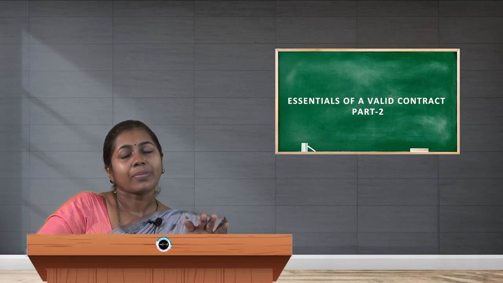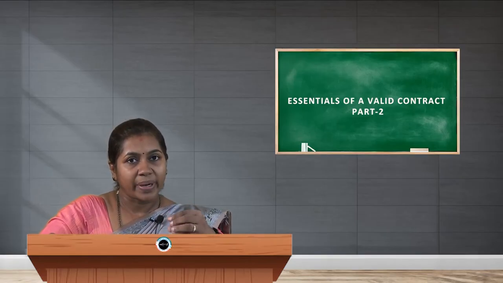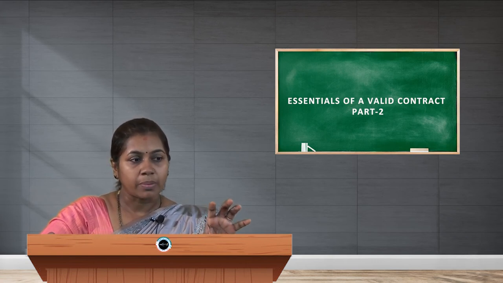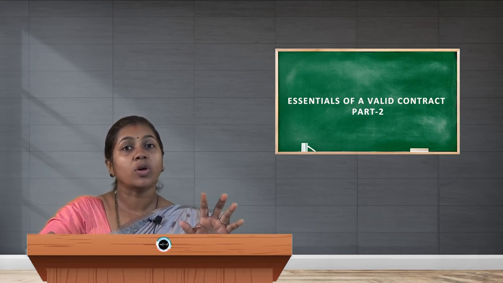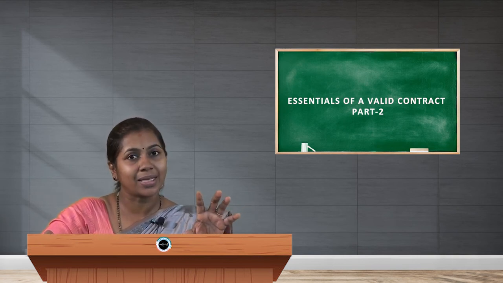Next essential is certainty. In an agreement, there must be certainty, or it must at least be capable of being made certain. If certainty is not there, then such an agreement becomes void. For example, a person goes to a provision store to purchase a ration item. Say he wants 10 liters of oil. He gives an offer to the shop owner to purchase 10 liters of oil.